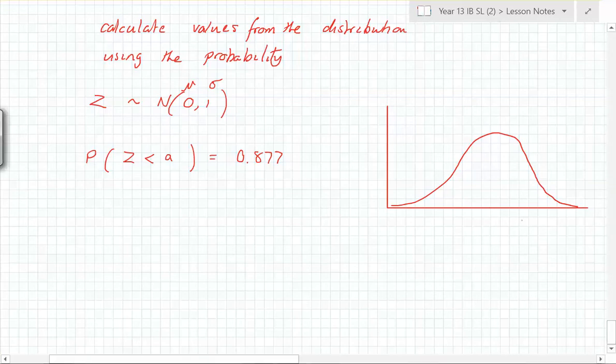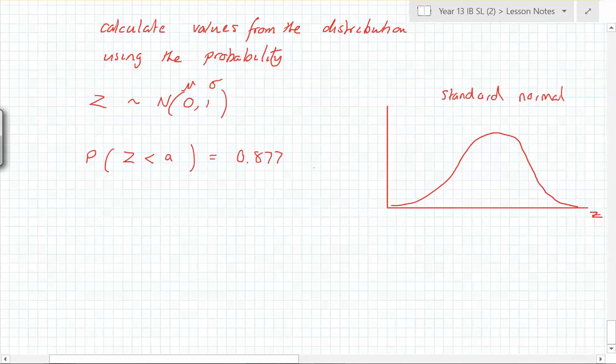So this axis, because it's standard normal, 0 and 1, you wouldn't have to label this if you're doing it, but we know it's a standard normal, therefore this axis is the Z axis, so we're looking for the Z value. So if you were to say Z is less than A is 87.7%, where would you put A on this axis? Right at the end of the curve. Which end? The right-hand end.